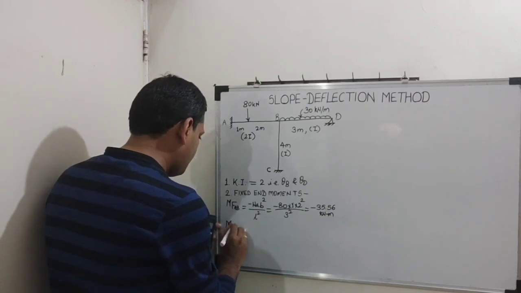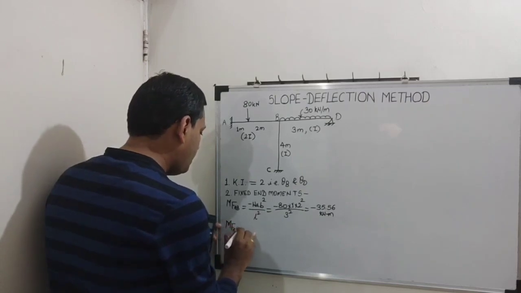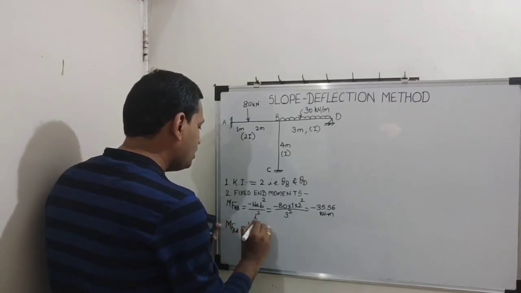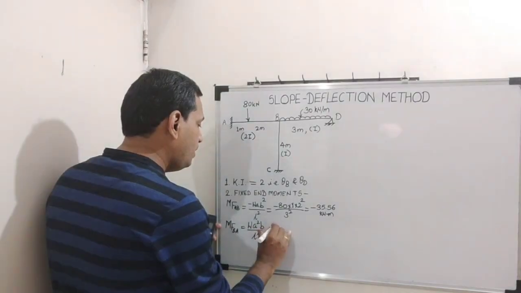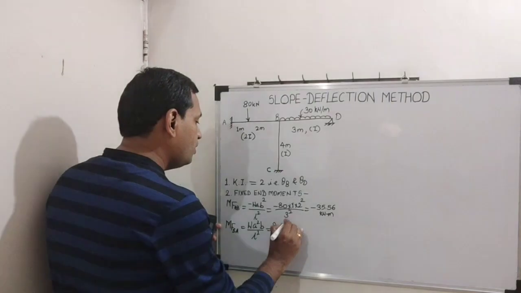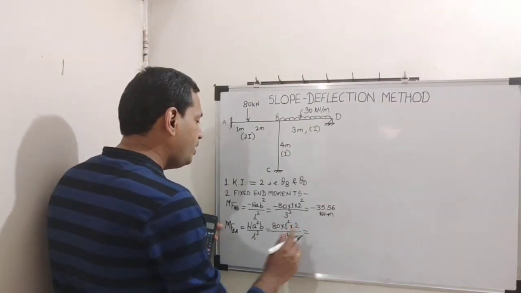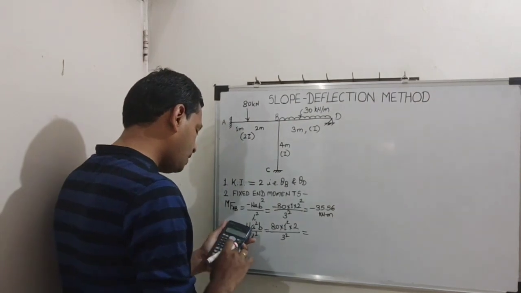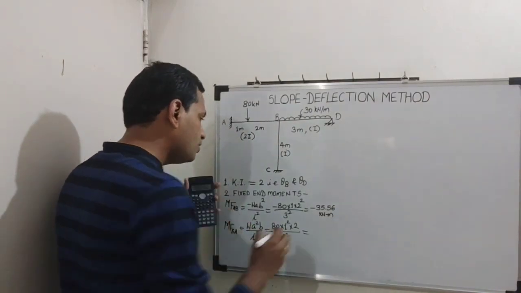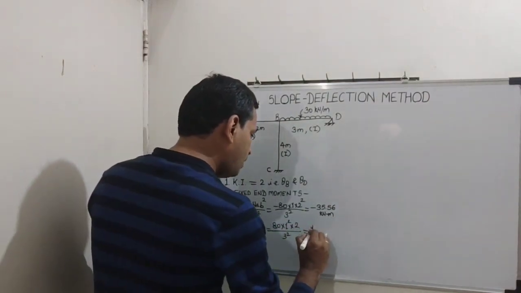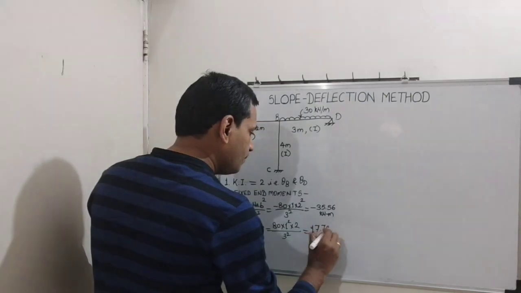MFBA, so MFBA will be W a squared b upon L squared. So this will be 80 into 1 squared into 2 upon 3 squared. So 80 into 2 is 160 divided by 3 squared is 9. So it is 17.78 kilonewton meter.